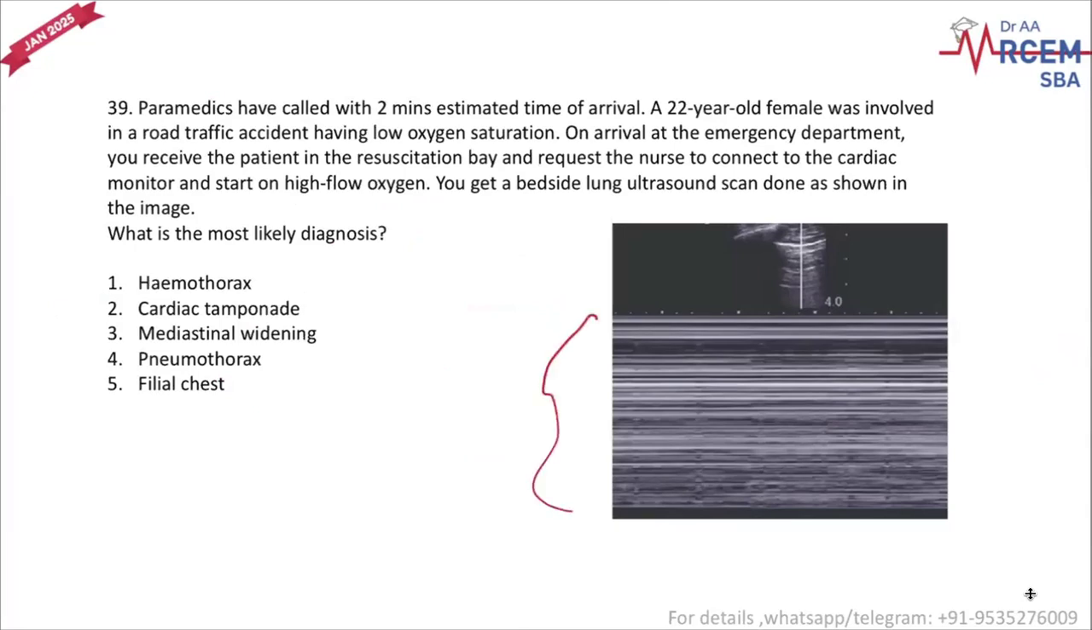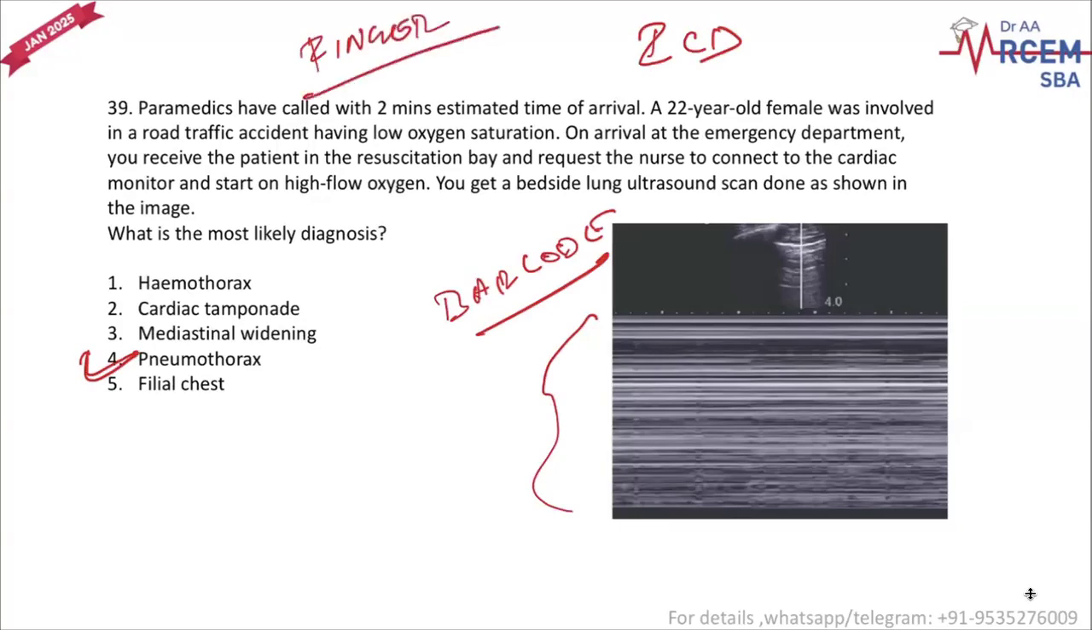It looks like a barcode. Barcode in M mode is suggestive of a pneumothorax. So the treatment for this will depend whether the patient is in tension or not in tension. Not in tension means hemodynamically stable, then you place an ICD. In tension, that is tension pneumothorax, you need to decompress either with finger thoracostomy or needle thoracostomy. Preferred one is finger thoracostomy.